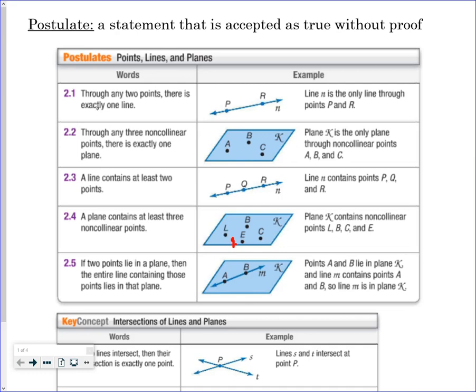Through any 2 points, there's exactly one line. You guys have known that forever. How many points do you have to make a line? 2, right? Same thing, okay? So here's a picture, 2 points, line, all right?